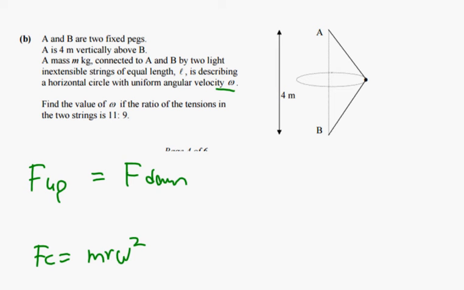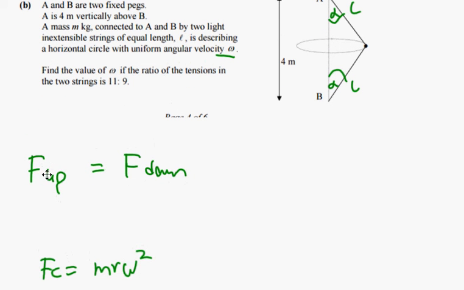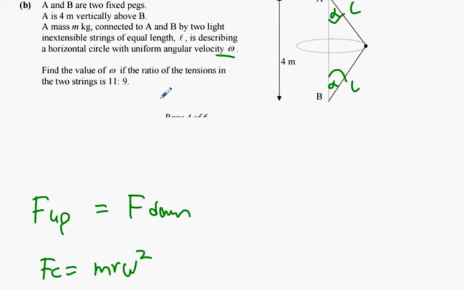Okay, length L, isosceles triangle. Make up a letter for the angle. I'll call it alpha, and alpha again. Okay, next thing. 4 meters. Okay, that's grand. Find the value of omega if the ratio in tensions of the two strings is 11:9. Now that's different, a ratio of tensions. We haven't really seen anything like that before. So let's work with that.